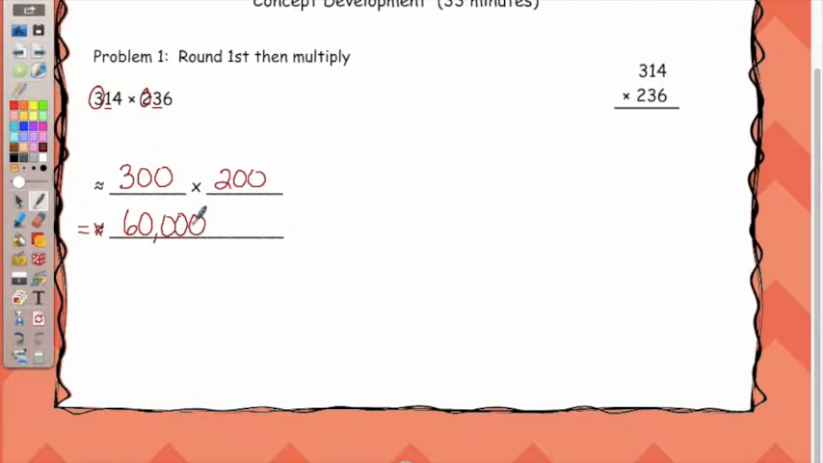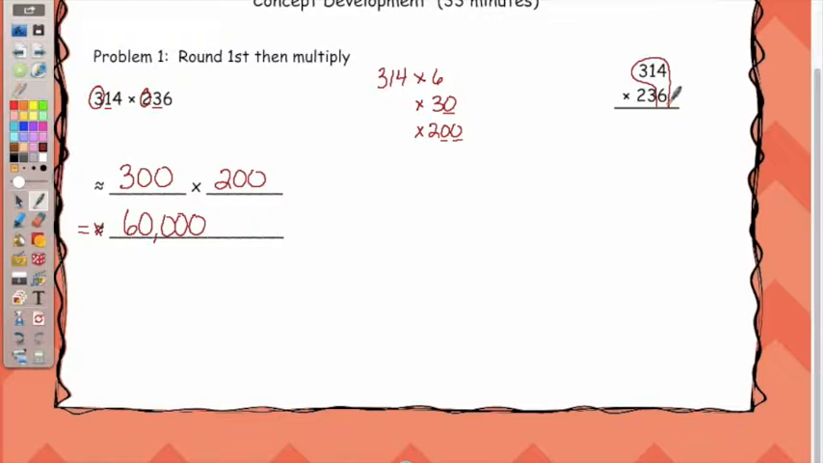So let's talk about the partial products that we're going to multiply. We're going to multiply 314 times 6, right? And then times what? 30. And then 200, okay? So we'll have no zeros, 1 zero, and 2 zeros when we do this. Okay, so help me multiply.